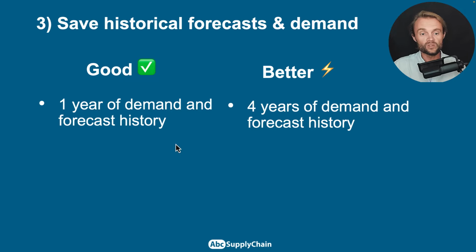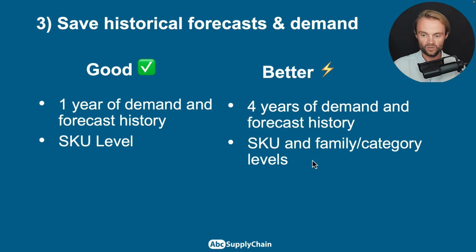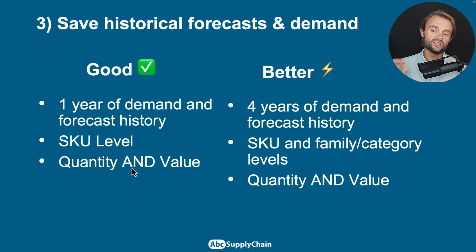So the good would be to have 1 year of demand and forecast history. The better would be to have 4 years if you can. You should always get the SKU level per product if you are selling or manufacturing products. Also keep the value for family and category. Of course, if you have per SKU, you can consolidate by family and category level. And it's always good to keep the quantity and the value.